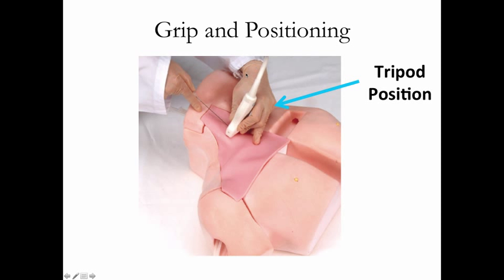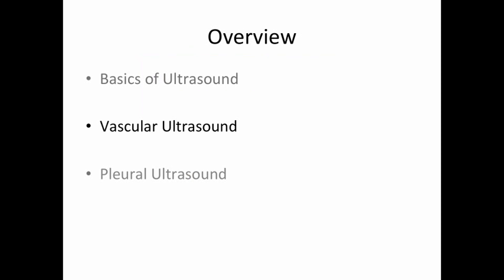This is what's called the tripod position, where you have your thumb and first two fingers holding the probe, and then use your back two fingers to anchor yourself. You can also use the heel of your hand to anchor yourself on the patient, but this becomes really important as you're manipulating the probe for cardiac imaging and turning the probe so that you can be sure that you're in exactly the same place and well stabilized.